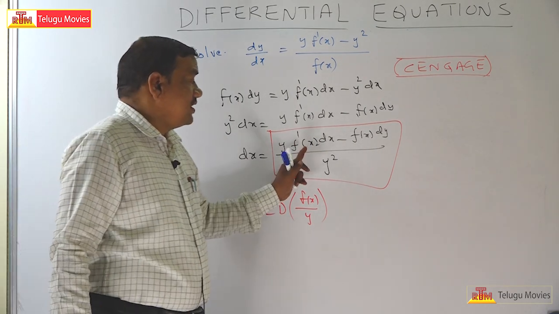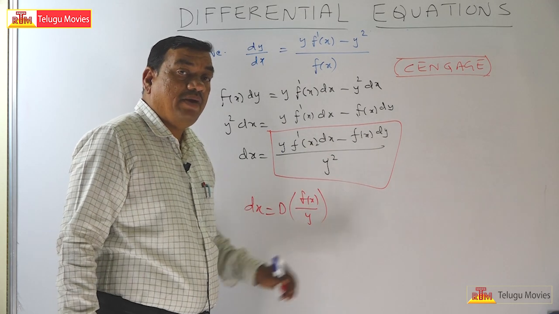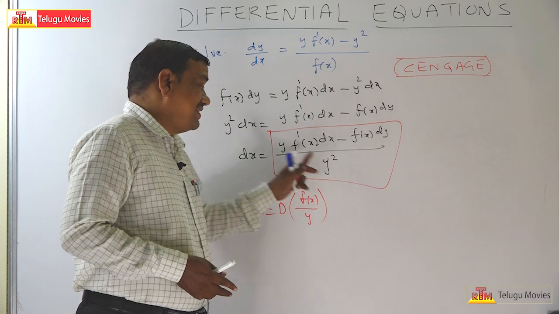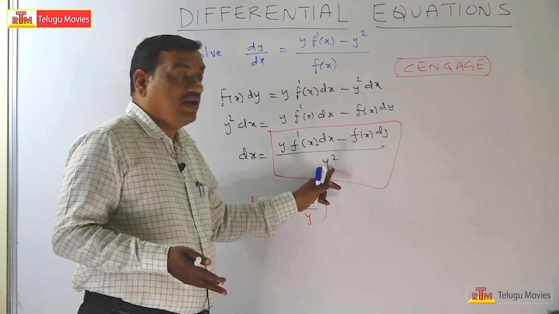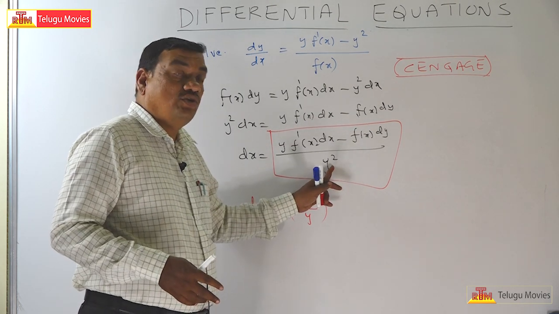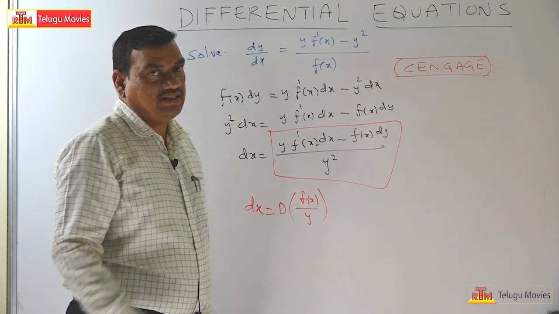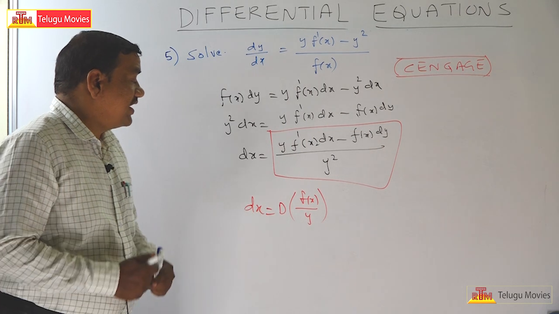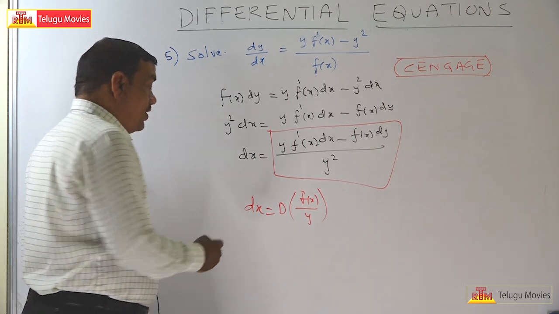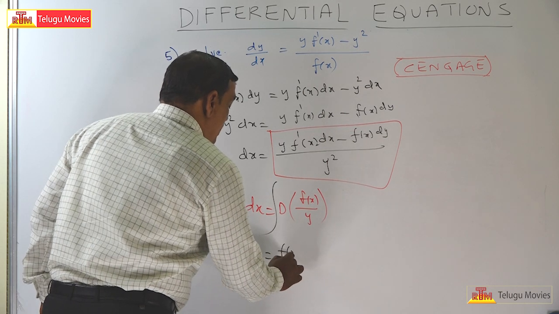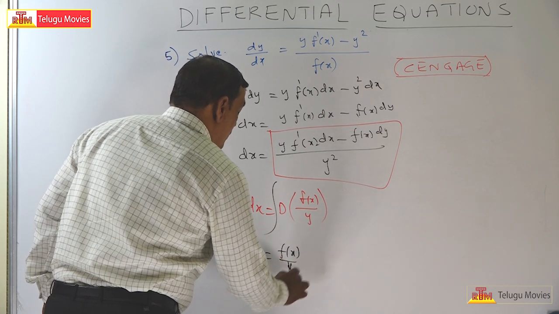So if you see, this is just like the by parts formula. If y is there, here y square should be there. If the first term is x, x square should be there. Like that, y square should be there. That's why y square is already here. So bring y square to the right hand side. Now you will get the derivative of f of x by y. If you integrate this, you will get x is equal to f of x by y plus c.